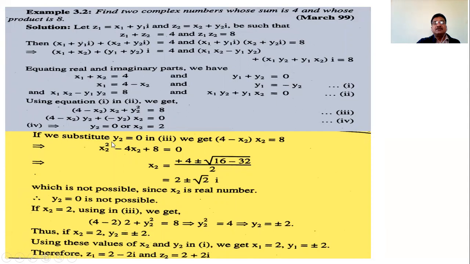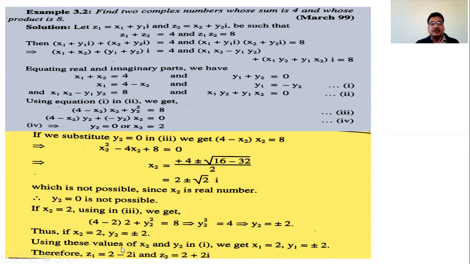And substitute y2 as 0 in the third equation, we get x2 as 2 plus minus root 2i, which is not possible because x2 is a real number, and so y2 equal to 0 is not possible. And so take x2 as 2. So with x2 as 2, in equation 3, we get y2 as plus minus 2. So x2 is 2 and y2 is plus minus 2. Take either plus 2 or minus 2.